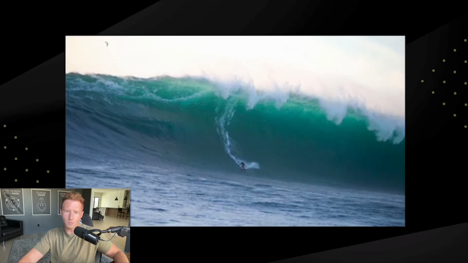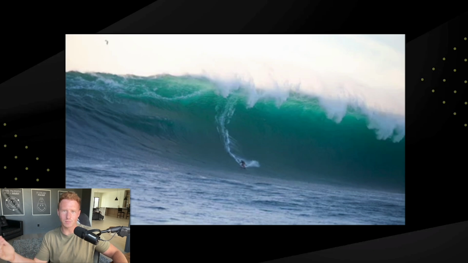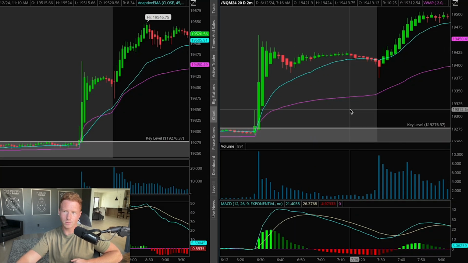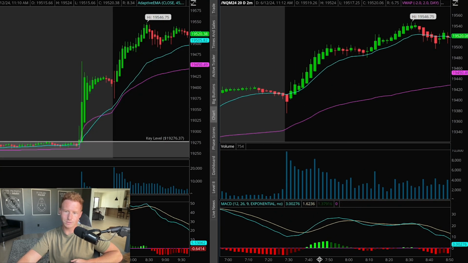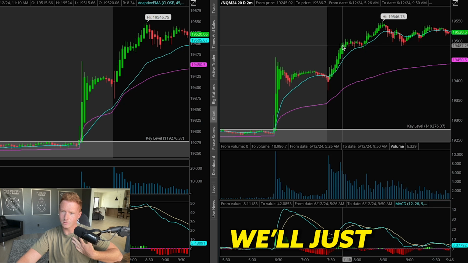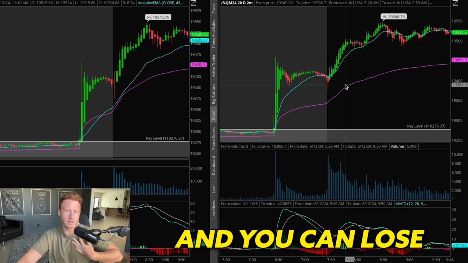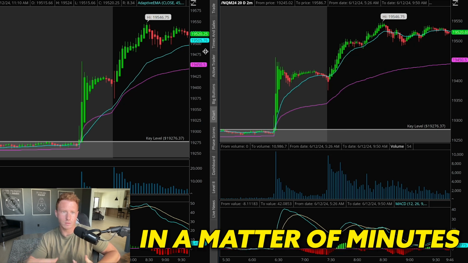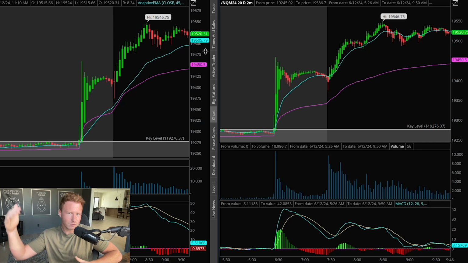Okay, so when you're riding a wave, when you're making money, the market's going up, you want to make sure you get out before the wave comes back down and crashes. Even though we were going up pretty much this whole day, there's plenty of days where the market will go up to here, and then all of a sudden in the next 2 minutes, we'll just crash back down, right? And you can lose all your profits in a matter of minutes, okay? Because the wave tends to crash pretty fast.